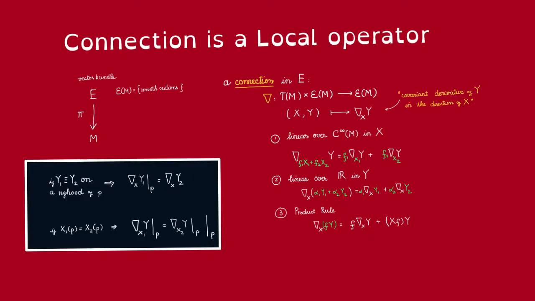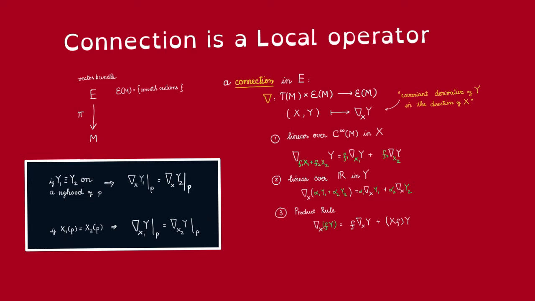In our definition, the connection was defined by its global action, but actually it turns out to be a local operator in the following sense. So let's say y1 and y2 agree on a neighborhood of P, then the values of the connections of y1 and y2 are going to agree at P.